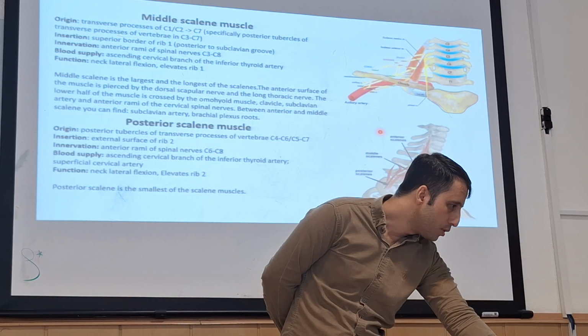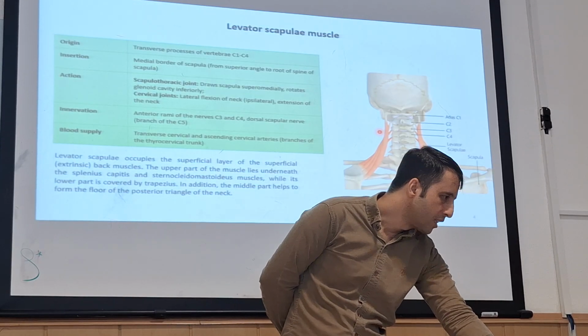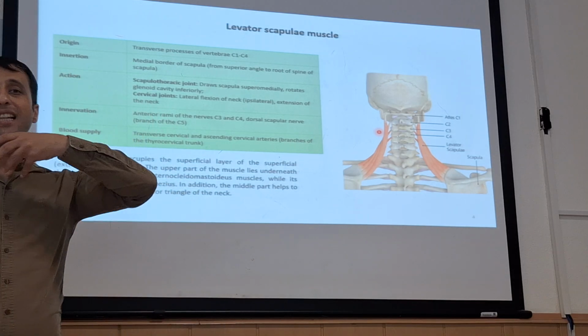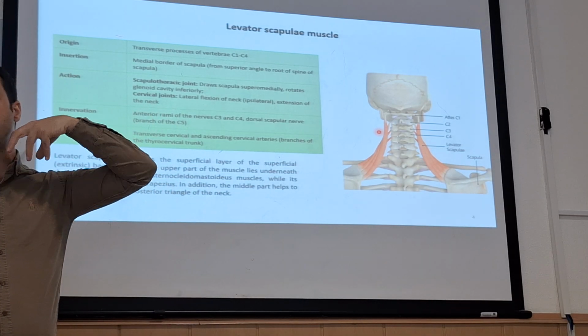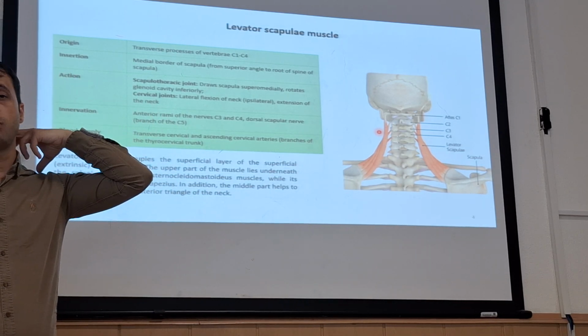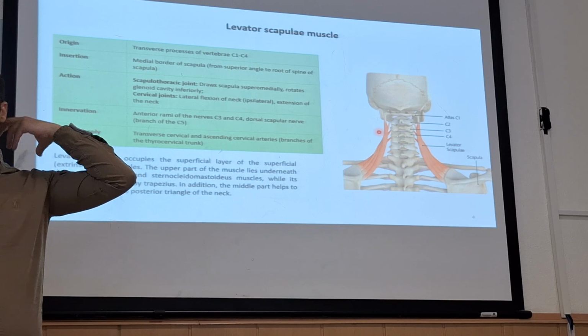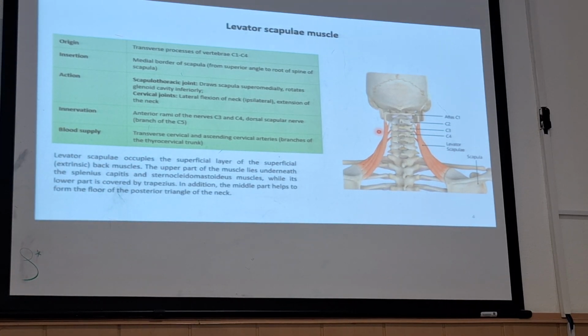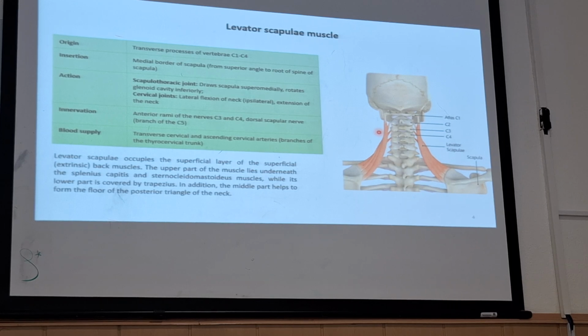Middle scalene, posterior scalene. Another muscle is levator scapula. From anterior to posterior, posterior to the posterior scalenus muscle, I have levator scapula. Levator scapula originates from the posterior tubercle of the transverse process of C1 to C4.